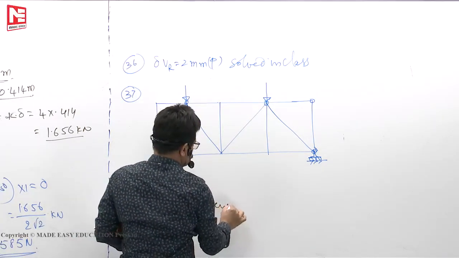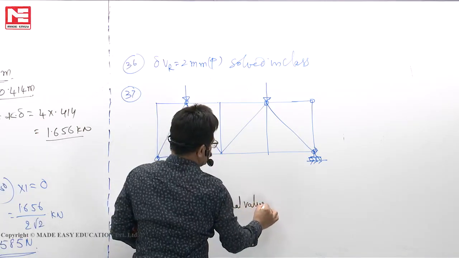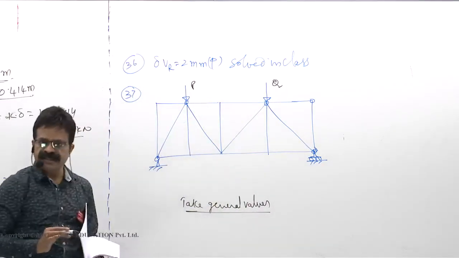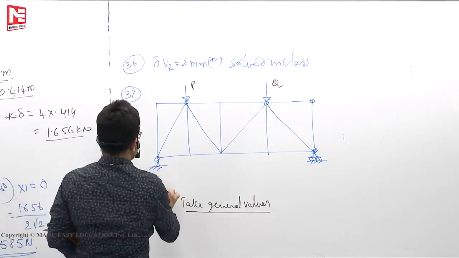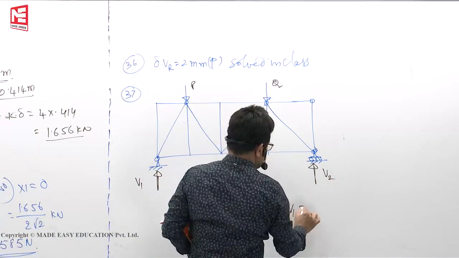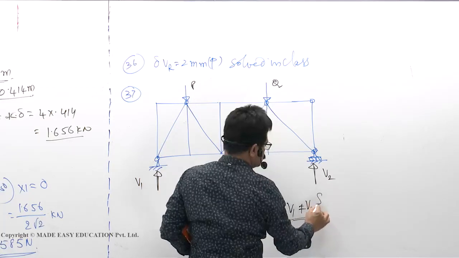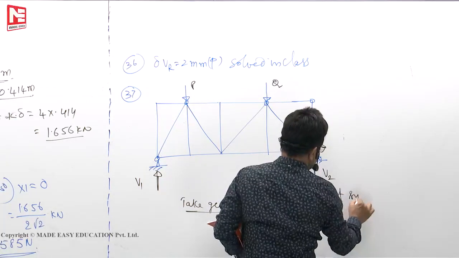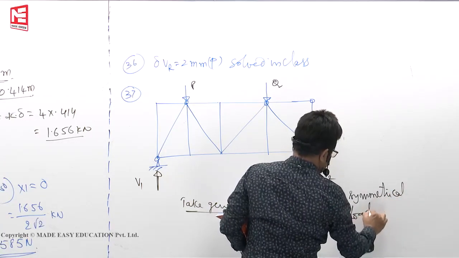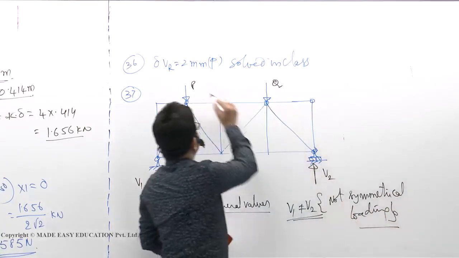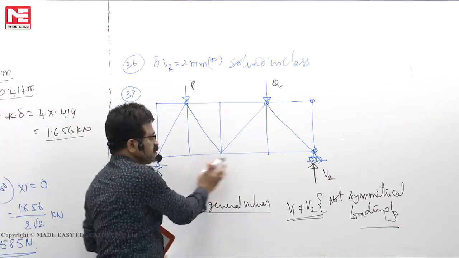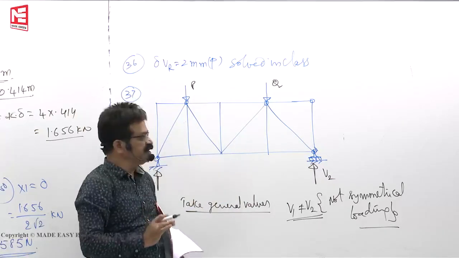Take general values. That means here it is a P, here it is a Q. Lengths are also not the same. Under such circumstances, reactions are different. V1, this is V2. V1 is not equal to V2. Why? Not symmetrical loading. This case we have to take. If they give you the values of P, then you can take them equal. Otherwise, no. Distances not given, so you have to take them as unequal distances.